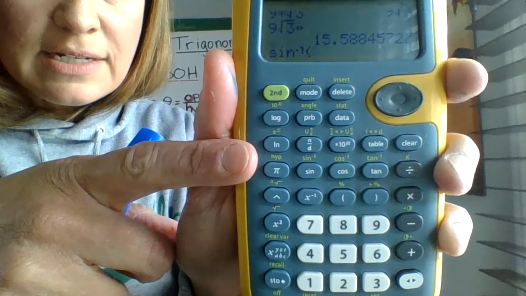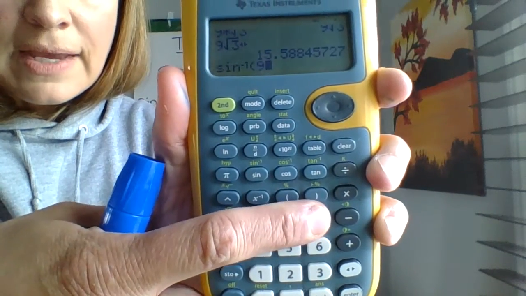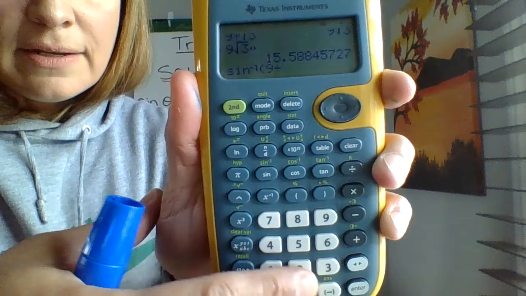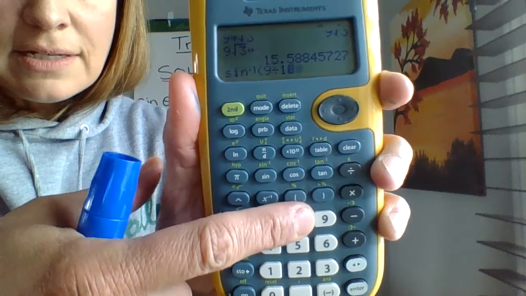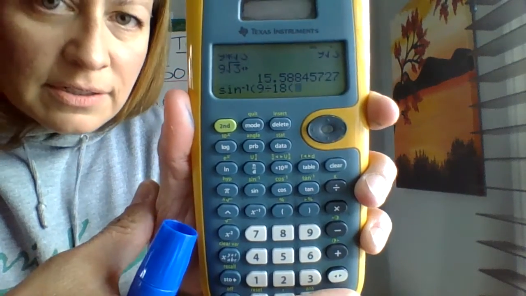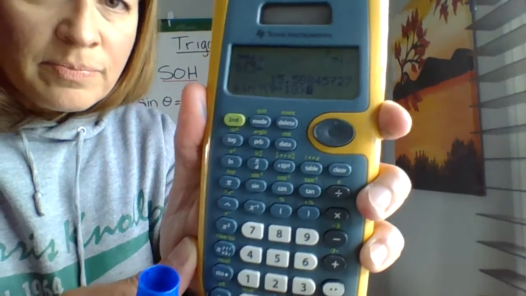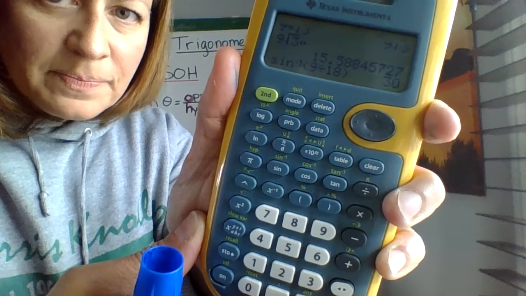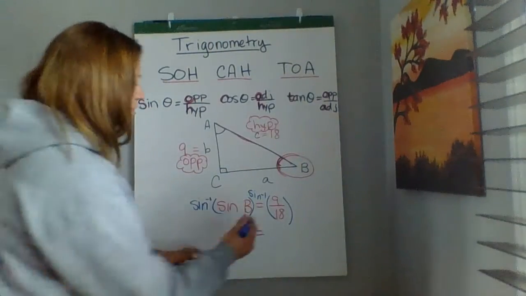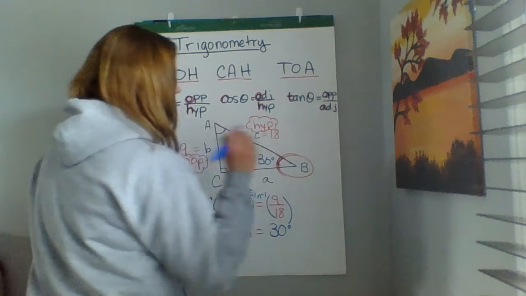See how it says sine to the -1? Of 9 over 18. 9 divided by 18. Close the parentheses. Press enter. Whoops, I opened the parentheses. Close the parentheses. Press enter. I got 30. B equals 30 degrees. Well, what do you know?